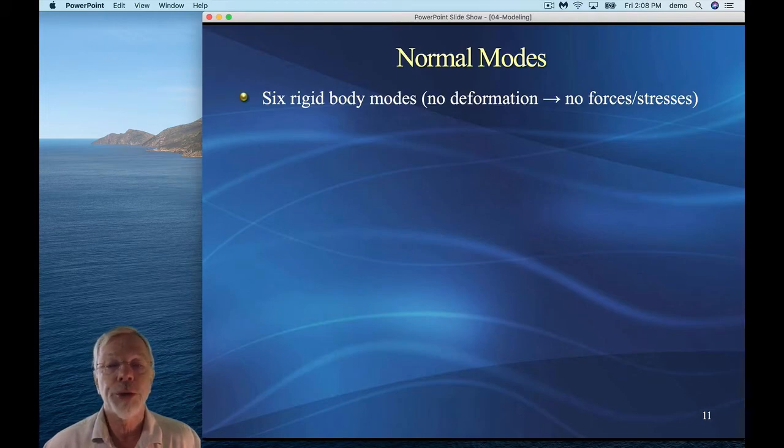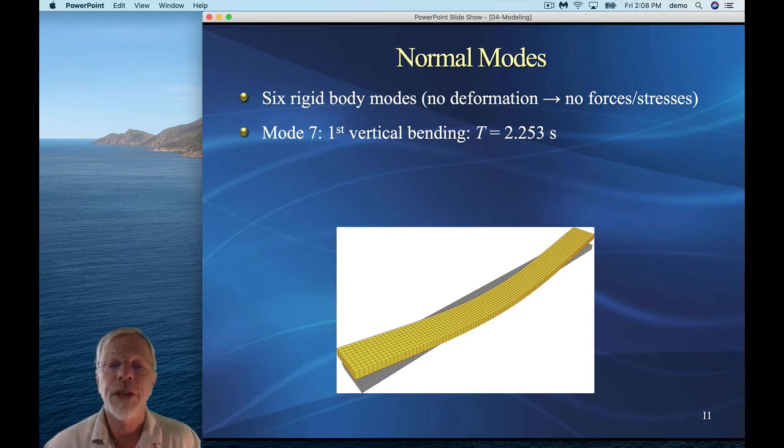The normal modes that were used included the 6 rigid body modes. Remember, these are non-deformational modes. Rigid body modes, by definition, have no deformation, so there are no forces or stresses involved in those modes. The first deformational mode, mode 7, involved vertical bending, shown in this diagram. The gray is the initial configuration of the barge, and the yellow is the deformed configuration. We see that it's bending like a beam in the vertical plane. The period for that normal mode was 2.25 seconds.